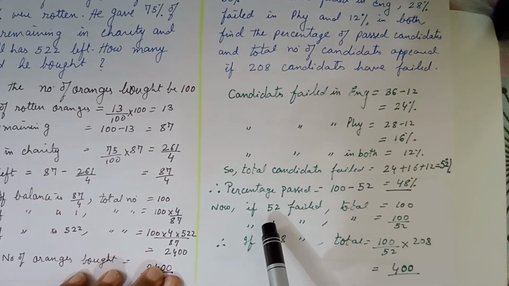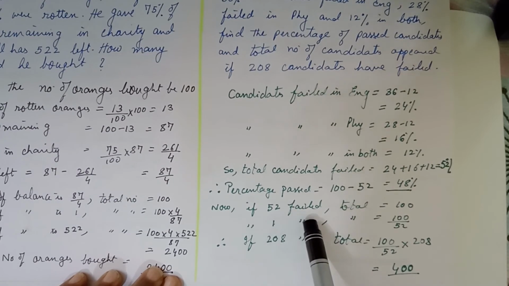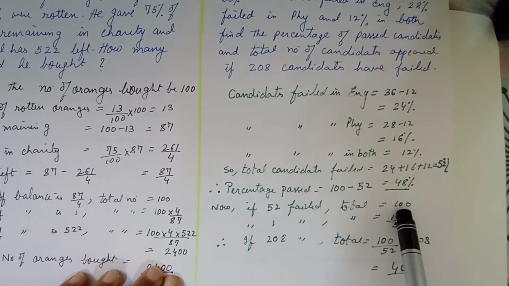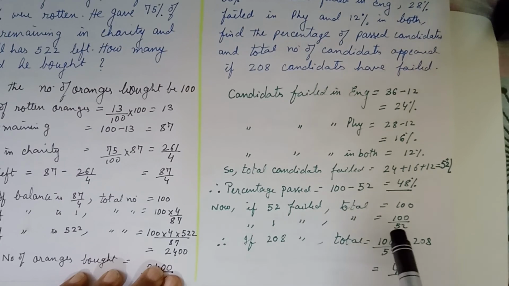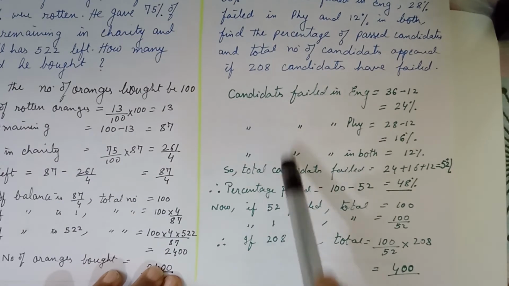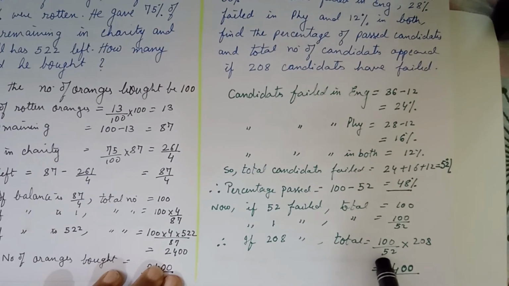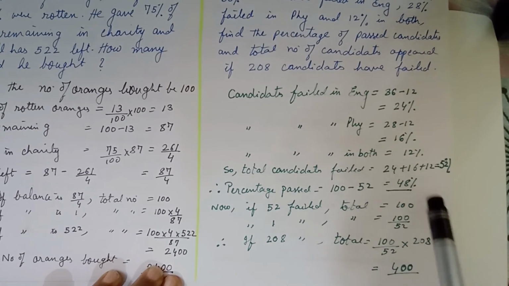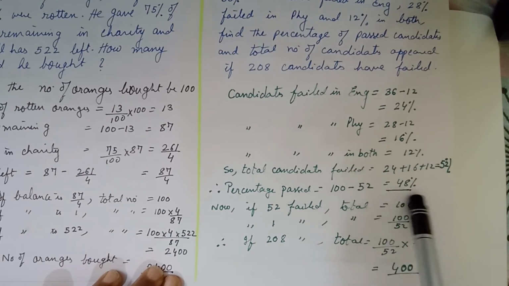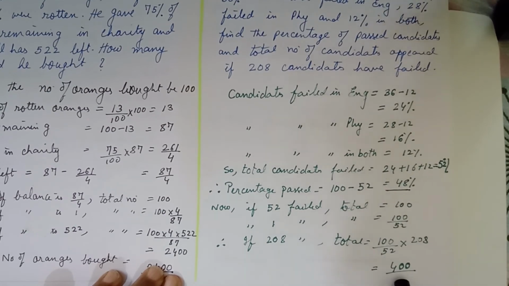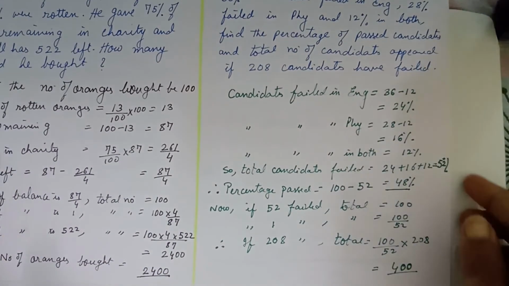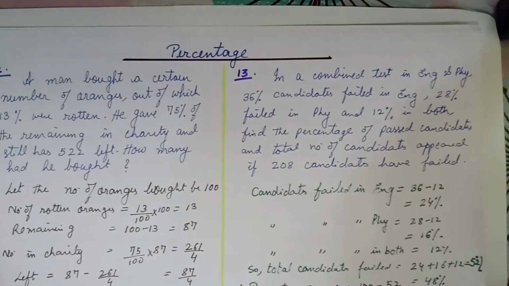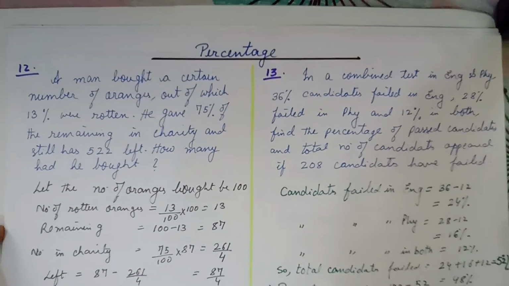Now, if 52 candidates have failed, the total number is 100. If one candidate has failed, the total number is 100 by 52. We are going back to the unitary method. But according to the question, if 208 have failed, then the total number is 100 by 52 into 208, which is 400. So your first answer is, the percentage who have passed is 48%. Total number is 400. This is another very important question, children, which you should not miss out at all.